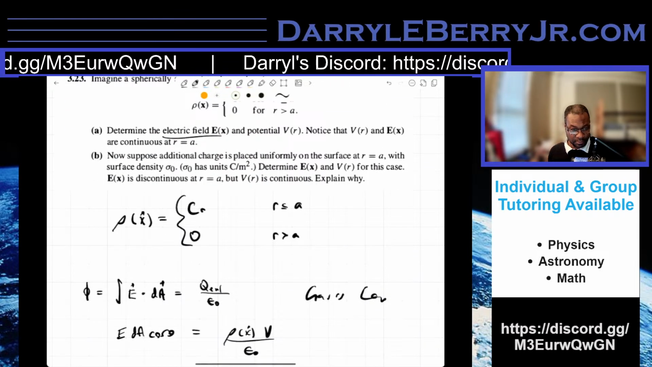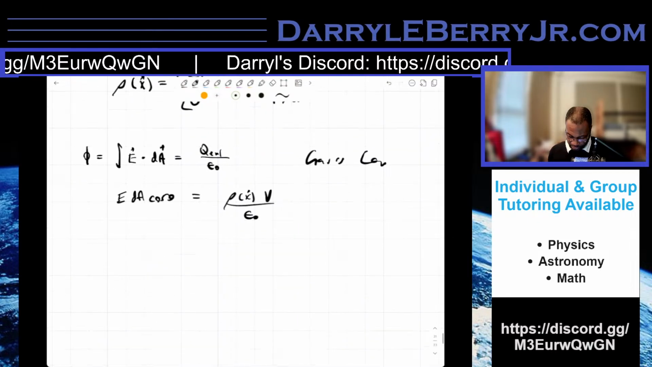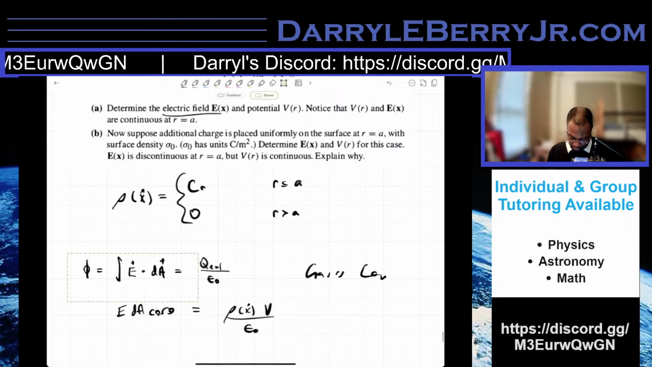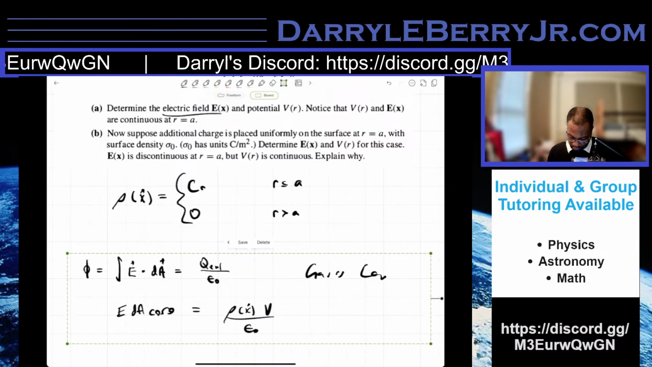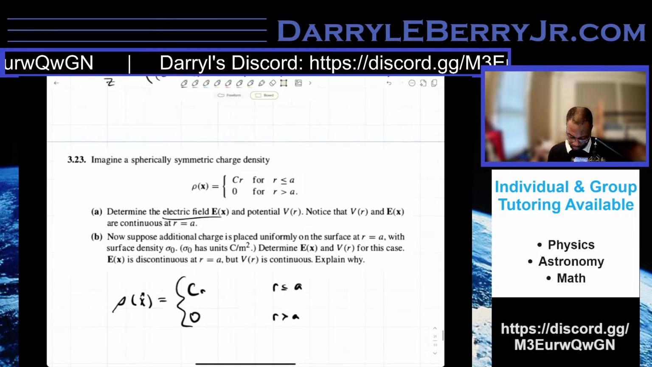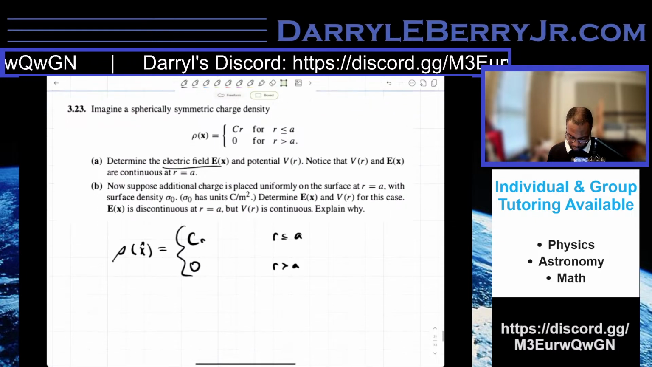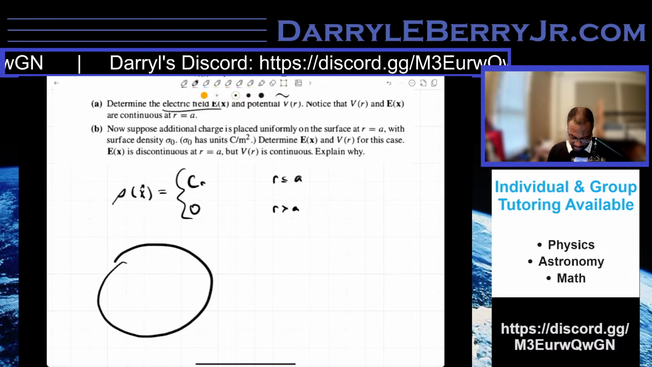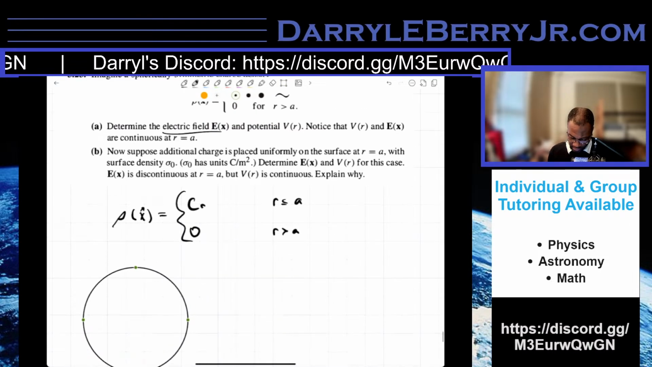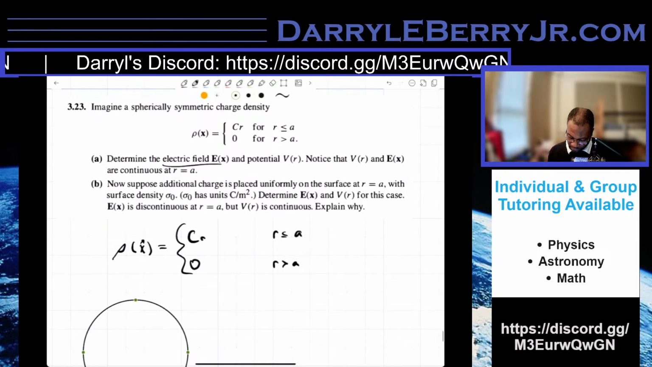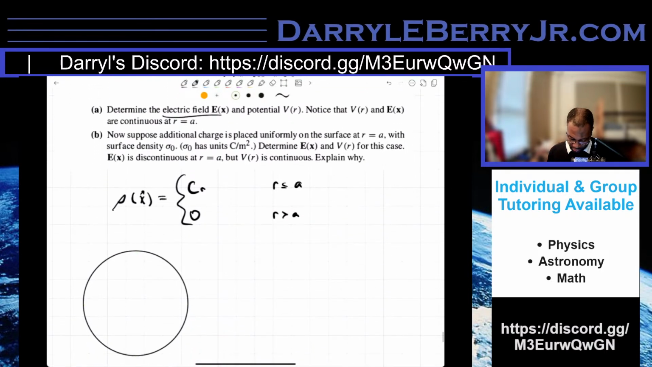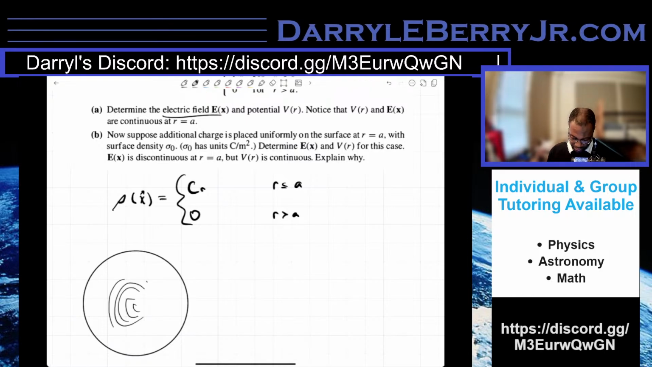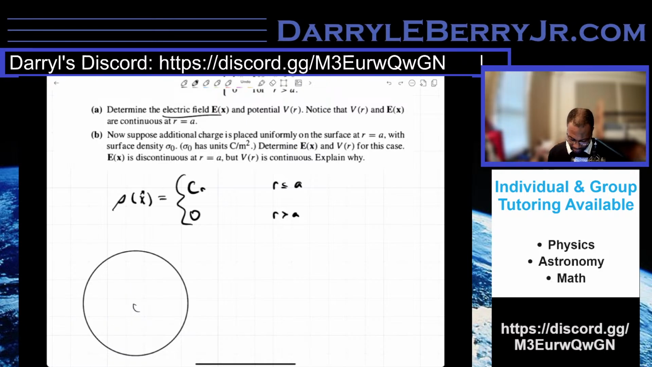And saying, let me draw this. Spherically symmetric charge density, C r, which means it's zero in the center, and as we get away from the center, it gets stronger and stronger, so it's stronger at the surface.